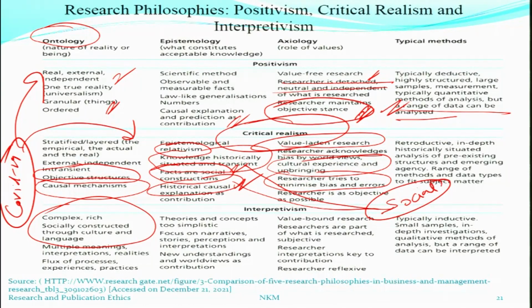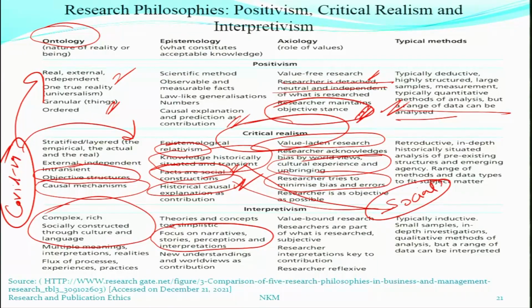You cannot say that something is fixed, like one meaning or one reality or one perspective is fixed in this philosophy. Everything is in the continuum. It's shaping, it's changing. It is taking different shapes of meaning, multiple meanings. So in interpretivism, it depends on the interpretations. Taking the epistemology, we adapt different theories and concepts to simplify and focus on narrative stories, perceptions and interpretations. So that is where you can understand we can have complex meanings, because here we are focusing on the culture, society, narrative stories, perceptions and interpretations, and new understanding and worldviews as contributions.